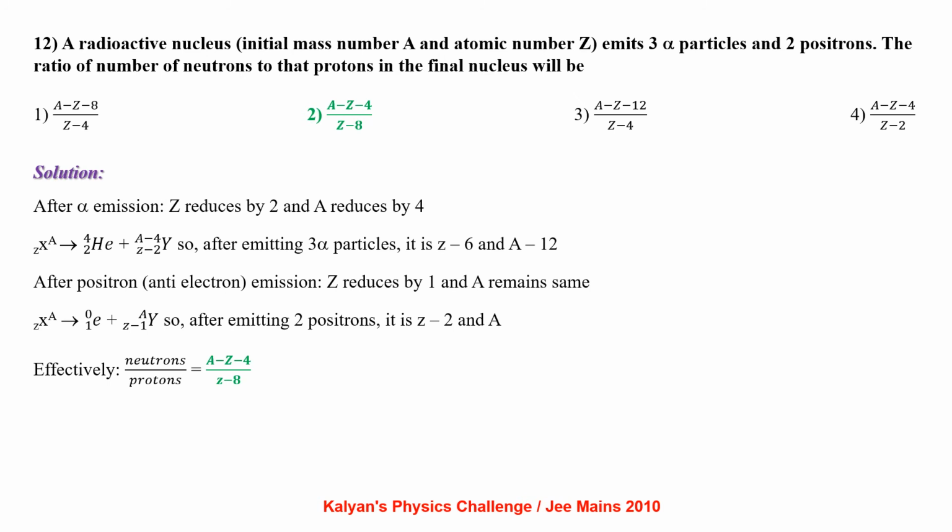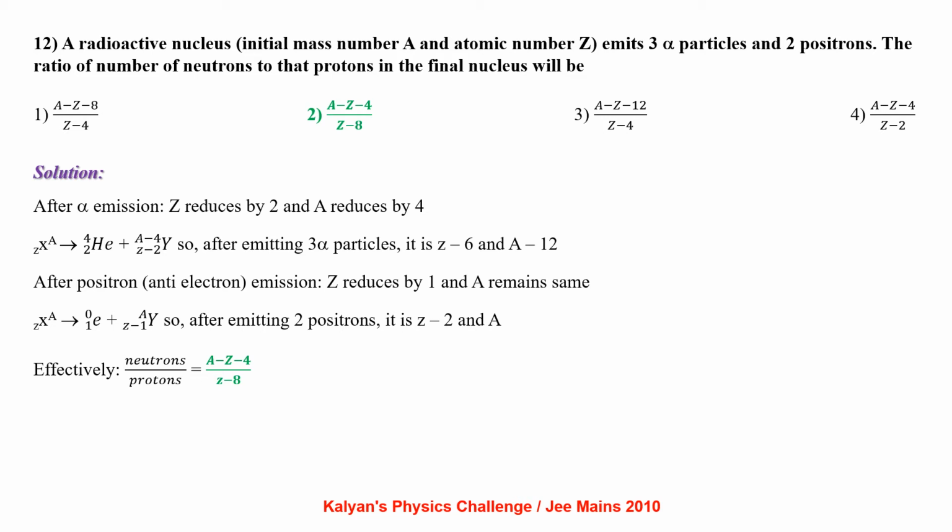A radioactive nucleus, initial mass number A and atomic number Z, emits 3 alpha particles and 2 positrons. The ratio of number of neutrons to that of protons in the final nucleus will be? After an alpha emission, the atomic number reduces by 2 units and mass number reduces by 4 units, as alpha particle is nothing but a helium nucleus containing 2 protons and 2 neutrons.